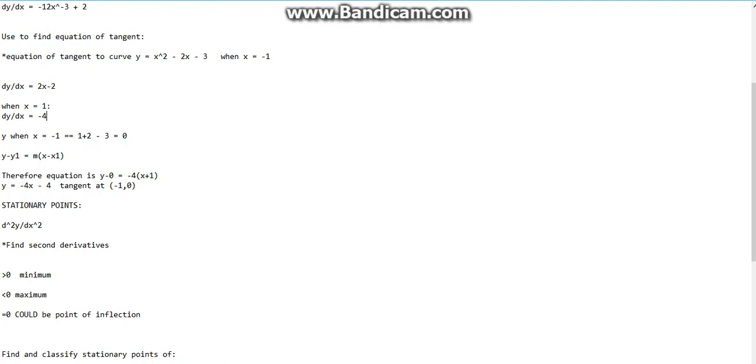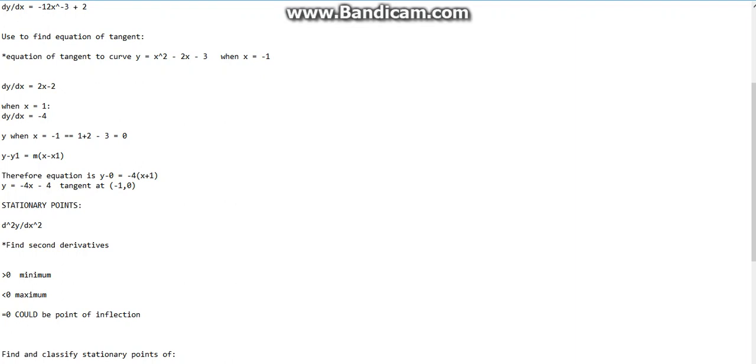And then you use that to find y. So just put x in again, and then get y. Easy peasy, right, guys? And then you've got the equation for a line here: y minus y1 equals m, x minus x1. You should all know this by now, guys. So the equation is y minus 0 equals minus 4, x plus 1, if we sub it all in. So y equals minus 4x minus 4, at minus 1, 0. And that's all you need to do.